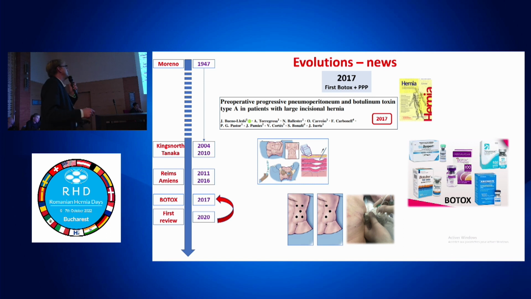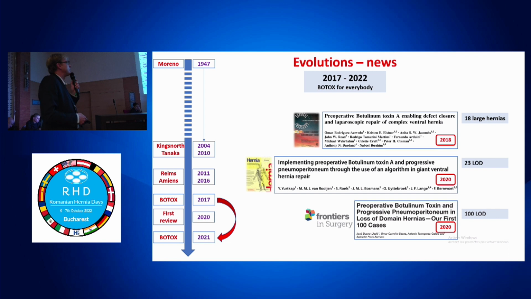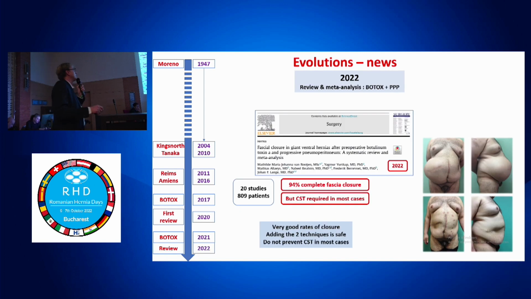And of course, in 2017, the first publication about Botox and PPP was published. I don't want to speak about Botox, of course, but since 2017 until now, several studies have been published. So as you can see, pneumoperitoneum is very current, it is not past. And until this publication, including 100 loss of domain. And at the end, in 2022, this year, the first review and meta-analysis was published using Botox and pneumoperitoneum for loss of domain. And the authors report 94% of complete fascial closure, but component separation was required in most cases. So they report very good rates of closure. Adding the two techniques is safe, but it doesn't prevent component separation for a few cases.